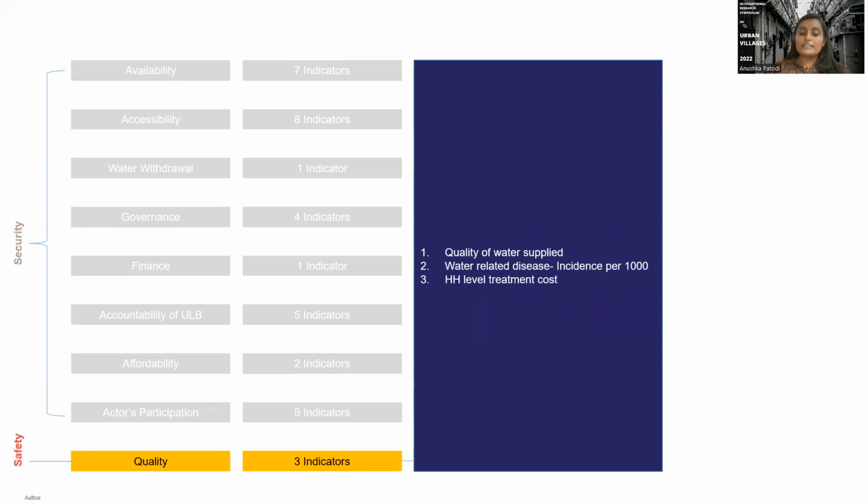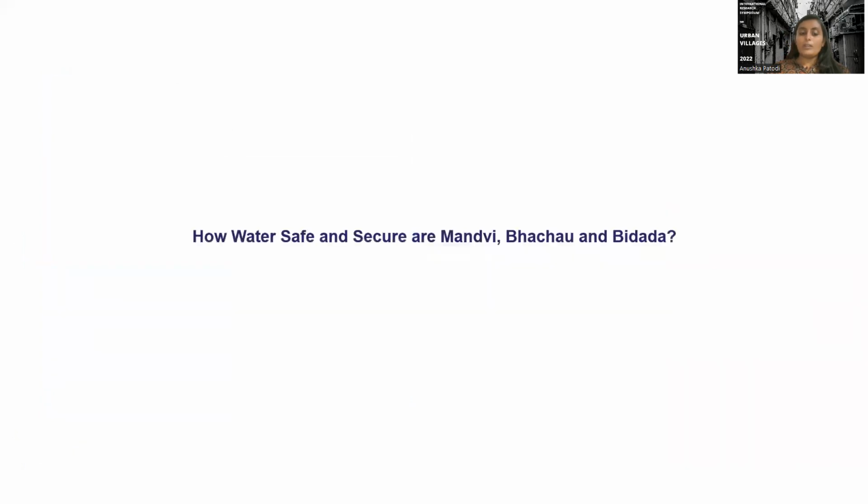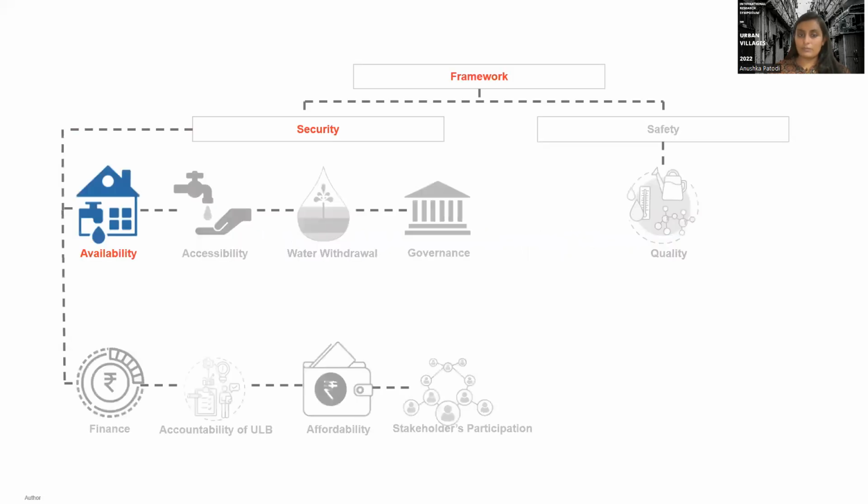The component under safety is quality, which comprises three indicators, namely quality of water supplied, waterborne disease incidences per thousand, and cost of treating water at household level. Which brings us to our fourth question: how water safe and secure are Manvi, Bachao, and Bidda? The question is addressed through the data analysis done with the assessment framework.